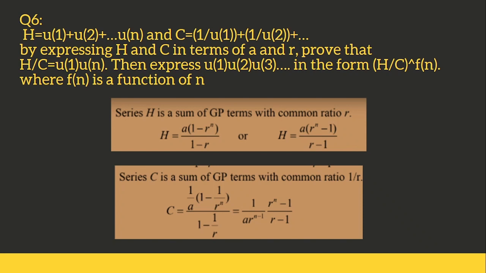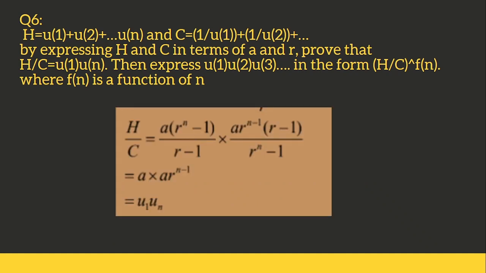Yes, our initial term is 1 over a, and our ratio is 1 over r to the power n. Then if we summarize and split everything into a single part, it'll just be 1 over a r power n minus 1 times r power n minus 1 over r minus 1. Then if we do our h over c, we realize that it's basically going to be as such.